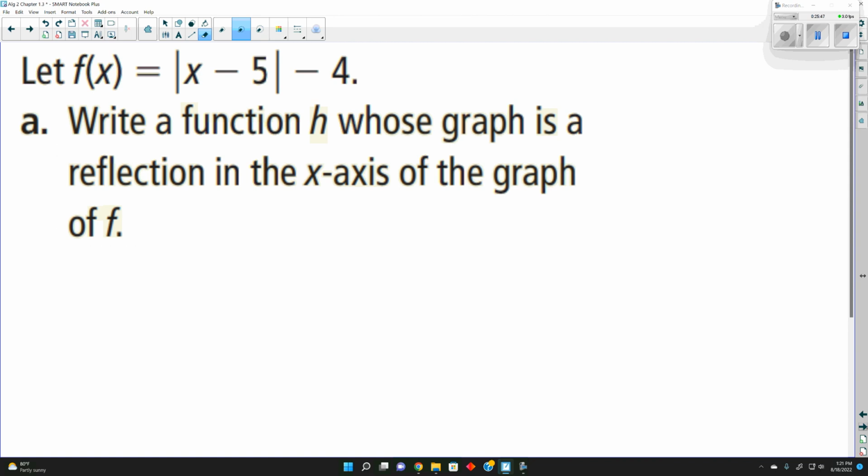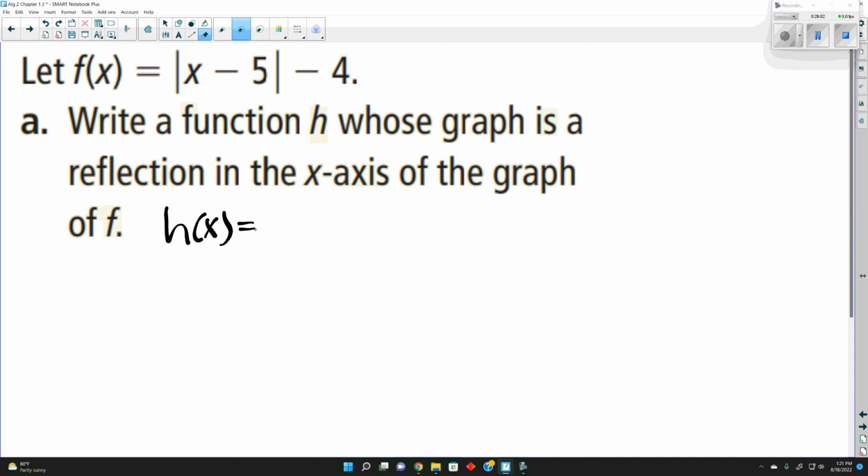We ready to look at this one? Now this one here, they did change it up a little bit. We want to write a function h. All the ones up to this point, we've done g first, so they decided to change that up a little bit.